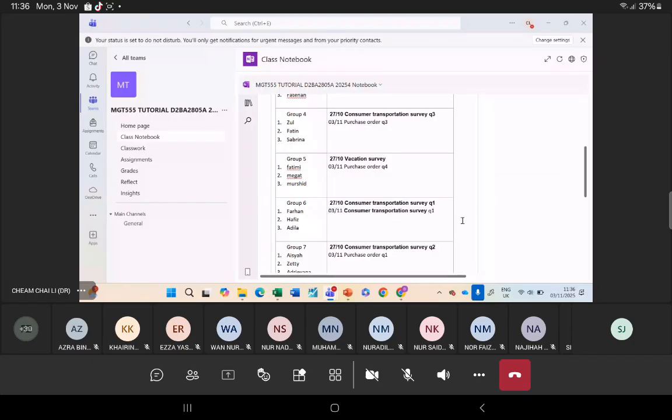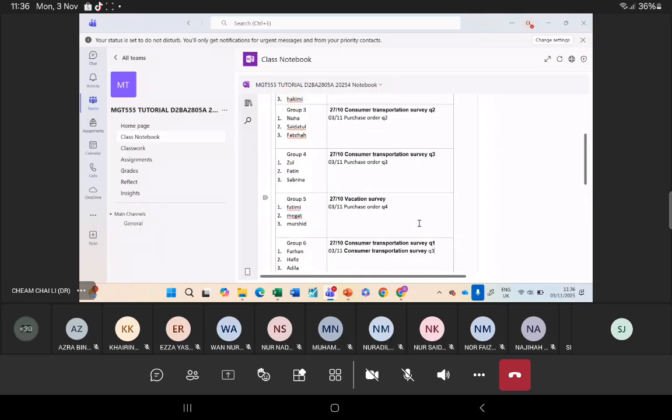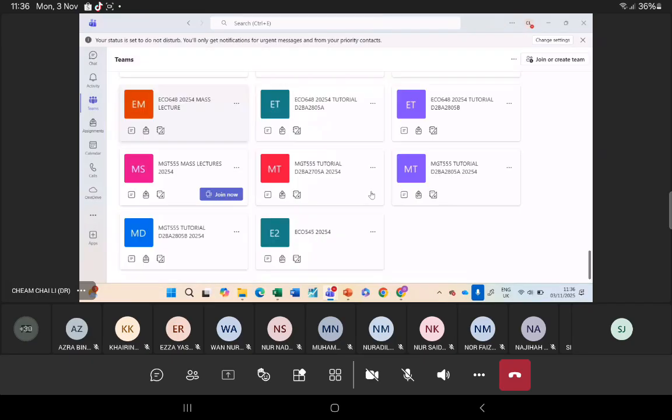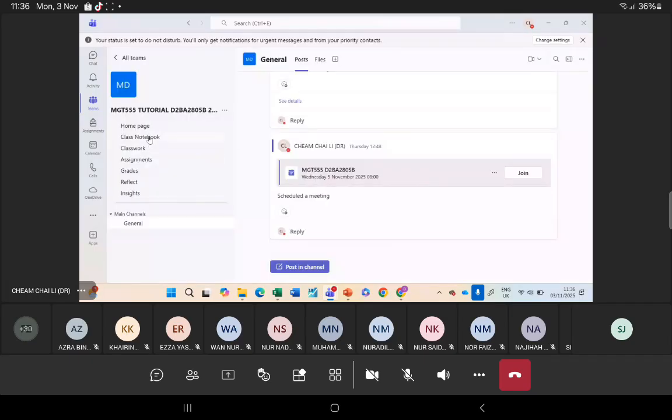Okay, sorry. It's supposed to be question 3, the third question. And then we have one more, this one is also on question 3. Because question 1 and question 2 we already did in the hands-on, the consumer transportation survey. Question 3 we haven't done yet. Okay, next we have another last group, as we have 3 groups.